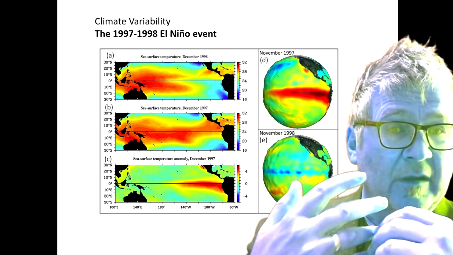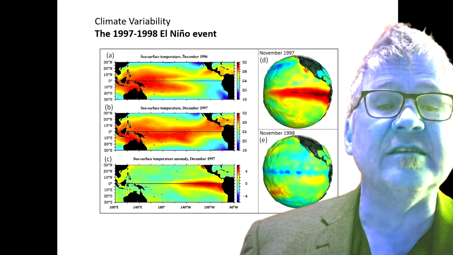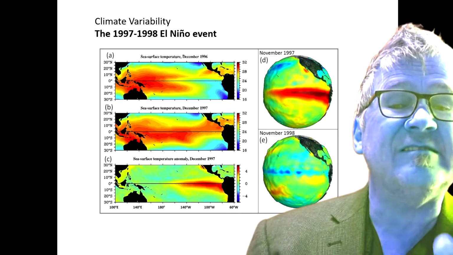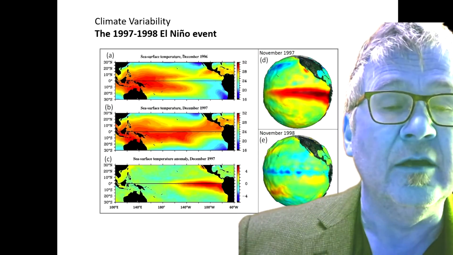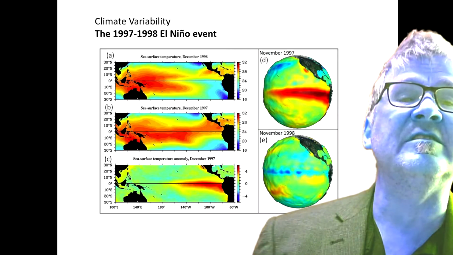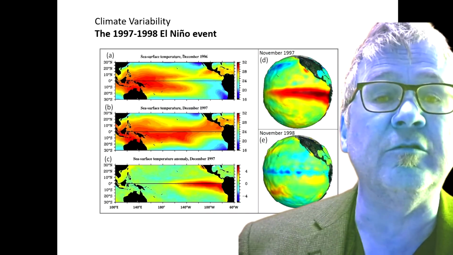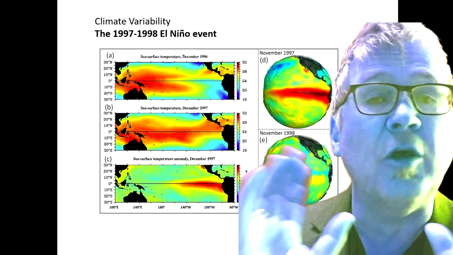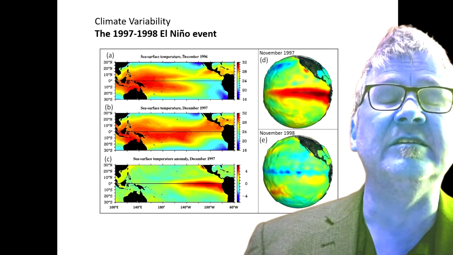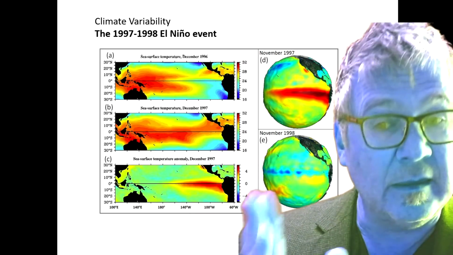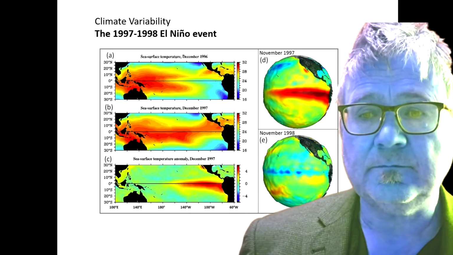What actually creates these anomalies is a suppression of upwelling. If you suppress upwelling, which normally cools down the surface waters by, say, 2 to 3 to 4 degrees Celsius, if you stop that mechanism, then the surface water appears much warmer. And this is what happens.